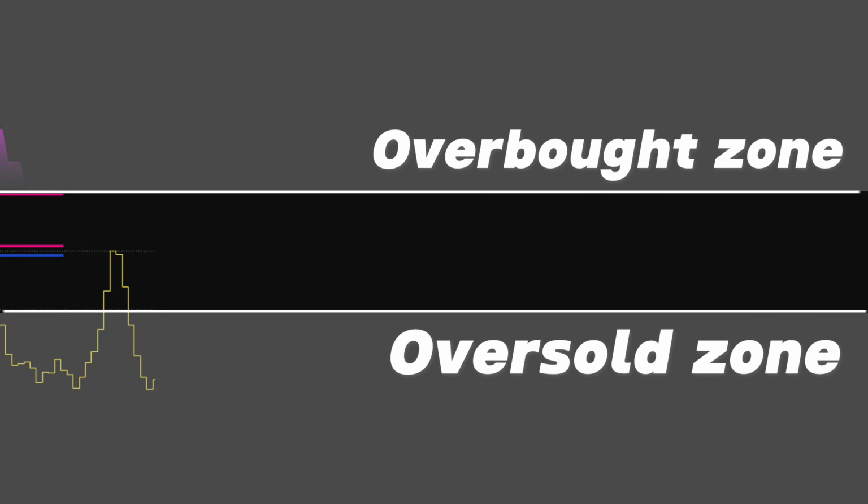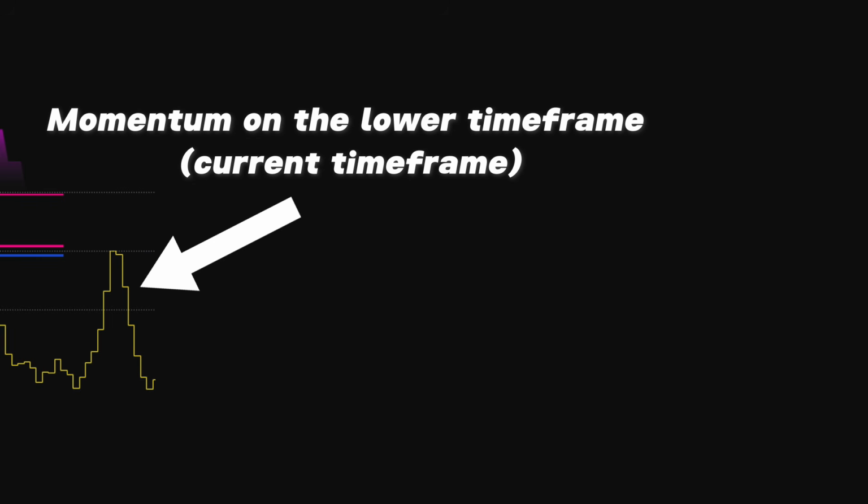That line represents the momentum of the lower time frame, in other words, the exact time frame you're currently looking at on your screen. Now, take a close look at the screen.